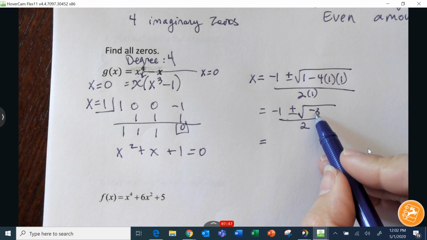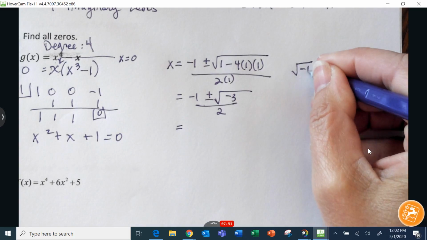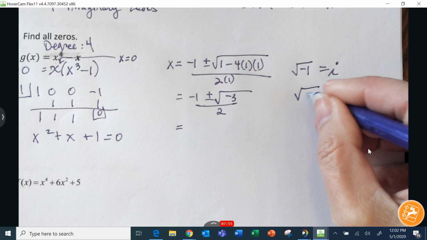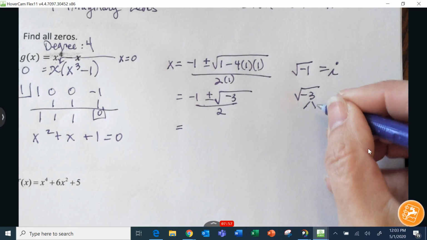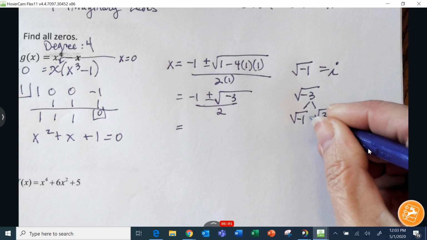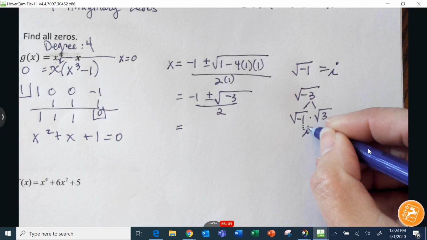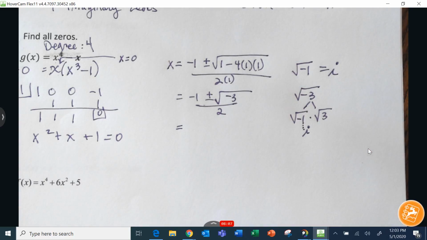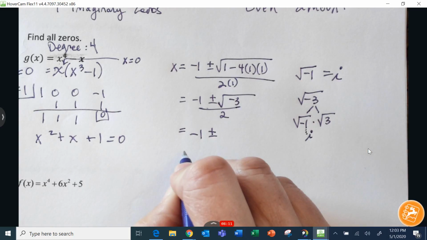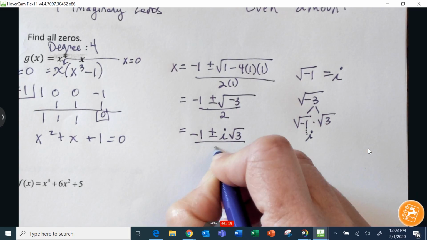So anytime you have a square root of a negative number, actually let me rephrase that. The square root of negative 1 is equal to i. So if I have the square root of negative 3, that is the same thing as having the square root of negative 1 times the square root of 3. So the square root of negative 1 becomes i, and then we have square root 3 next to it. So I have negative 1 plus or minus i square root 3 all over 2.